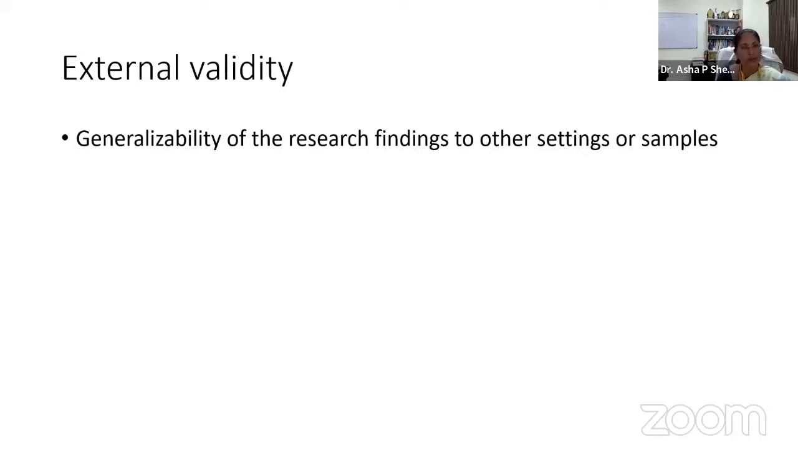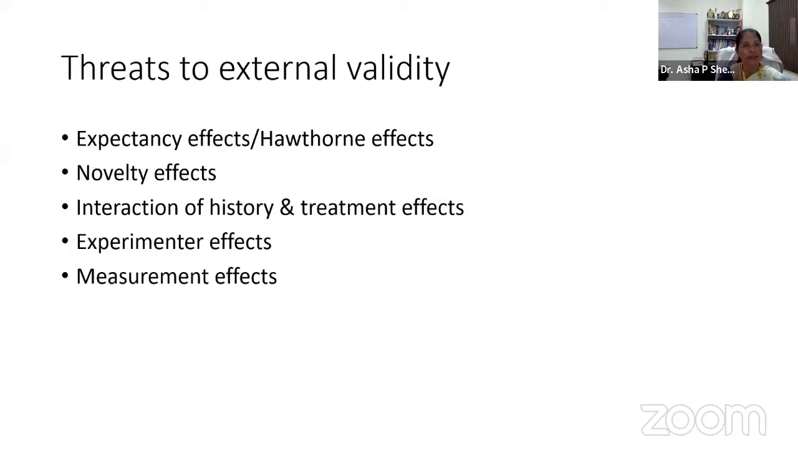There are certain factors which affect the external validity also, as we have already studied about the Hawthorne effect, where knowing that they are included in the study itself will affect their behavior. That is the expectancy effect. The novelty effect, that is when something new happens, their behavior will be affected. And the interaction of history and the treatment. History, as we have studied, is when something happens during the process or the treatment, that will also have an impact. It is not only our intervention. The experimenter effect, the person who is conducting the study, and the measurement effect.